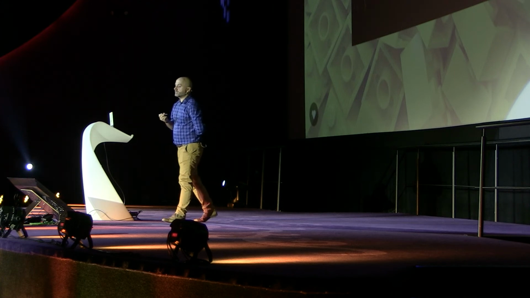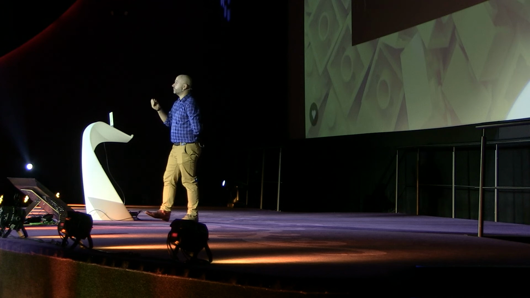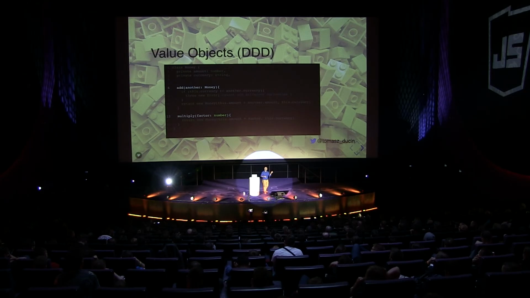So what we can do is actually add money to another money, or we can multiply money, but not by another money, but a factor that is a number. This makes sense. And we just list all the operations that are possible. Just to make it impossible to fall into problems, to make bugs.